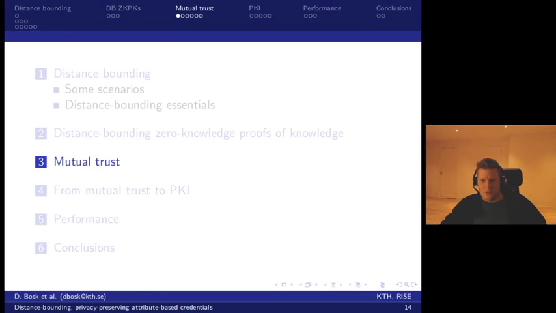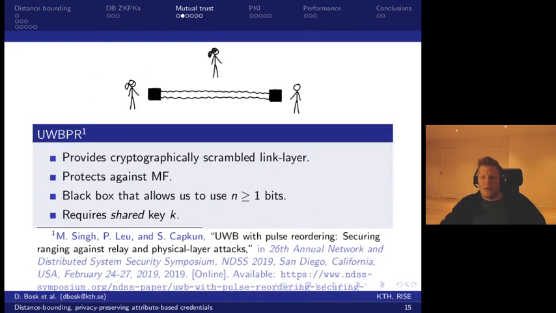So let's get to the first version, which is the one based on mutual trust. Now, the reason it requires mutual trust is because we build on another piece of work by Singh, Leu, and Capkun. And what they do is they solve the problem on the physical layer. And distance bounding protocols rely very much on the physical layer too, because there you can actually save quite a few nanoseconds, which is what you want to do to try to cheat on the distance. And the way you can do that is by interpreting these symbols before you've received the full symbol, and thus start relaying before you've received the entire message. So you can cheat a bit on that.